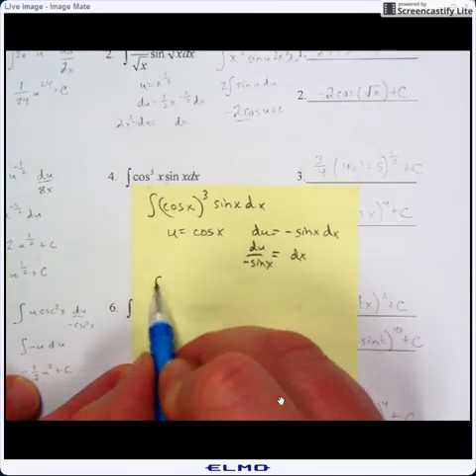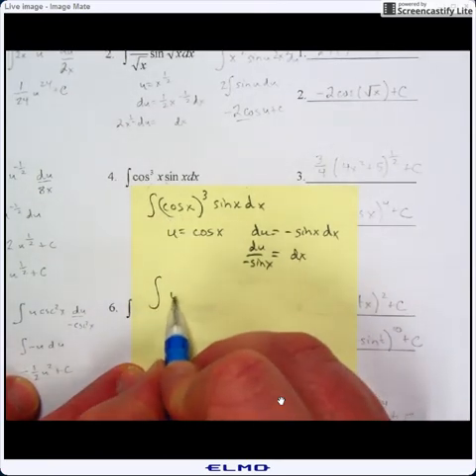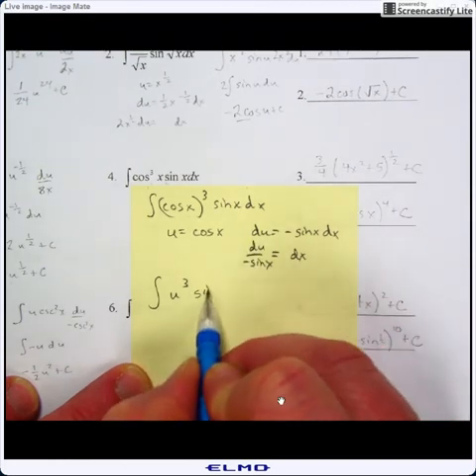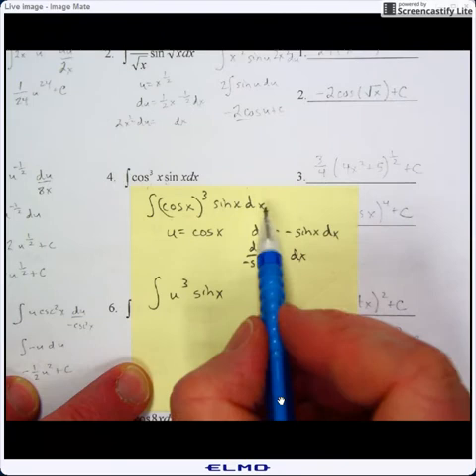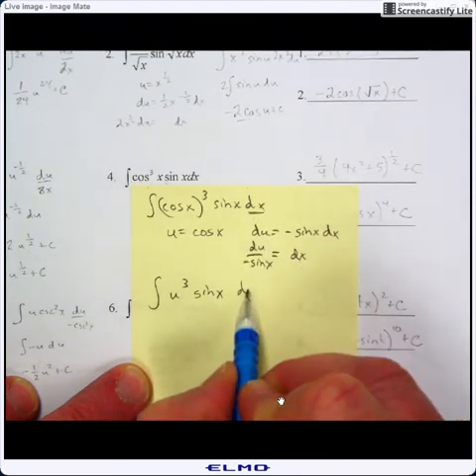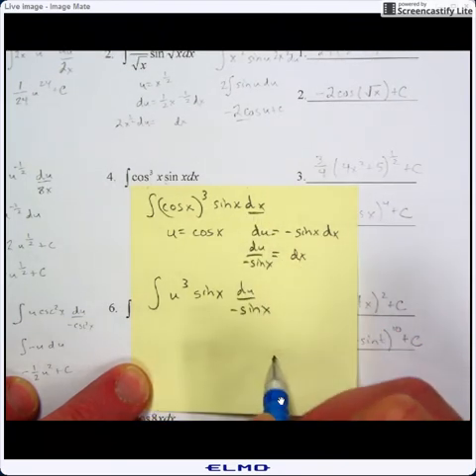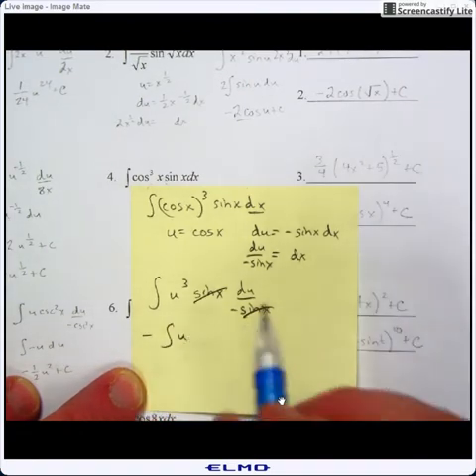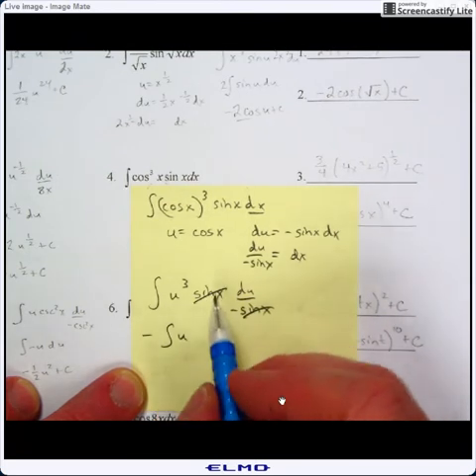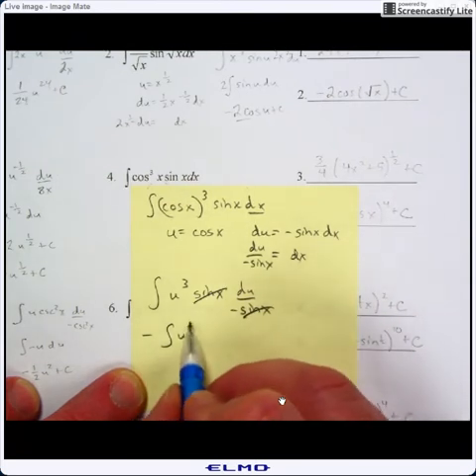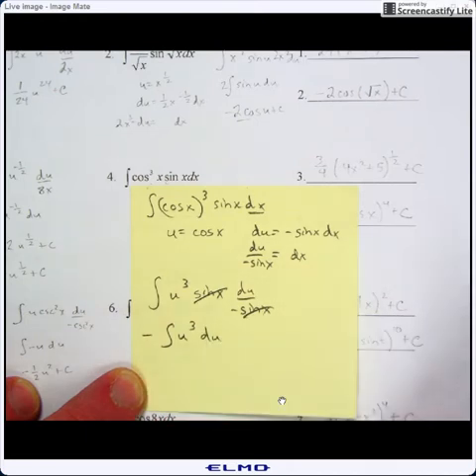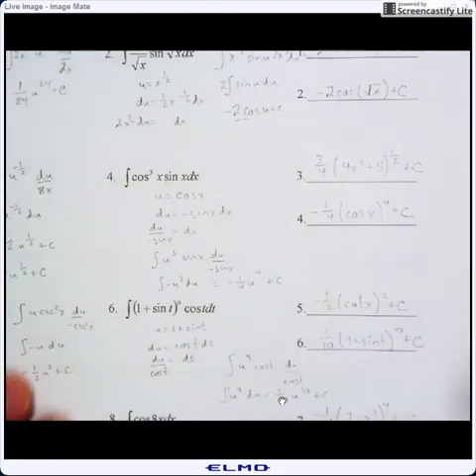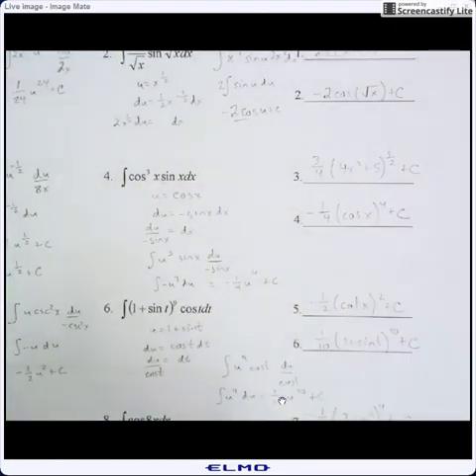And then we substitute. So this is u to the 3rd sine x. And then my dx goes here, du over negative sine x. So it's just negative u to the 3rd. And again, pretty easy to integrate from there. Remember, you can always take the derivative to get your answer back.